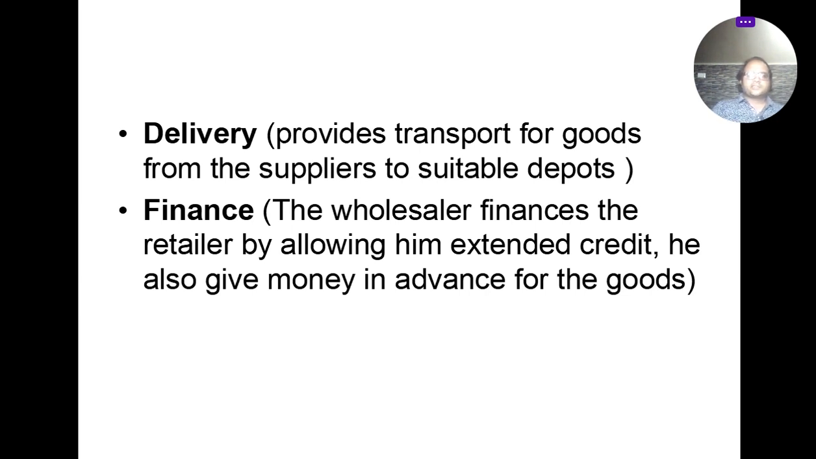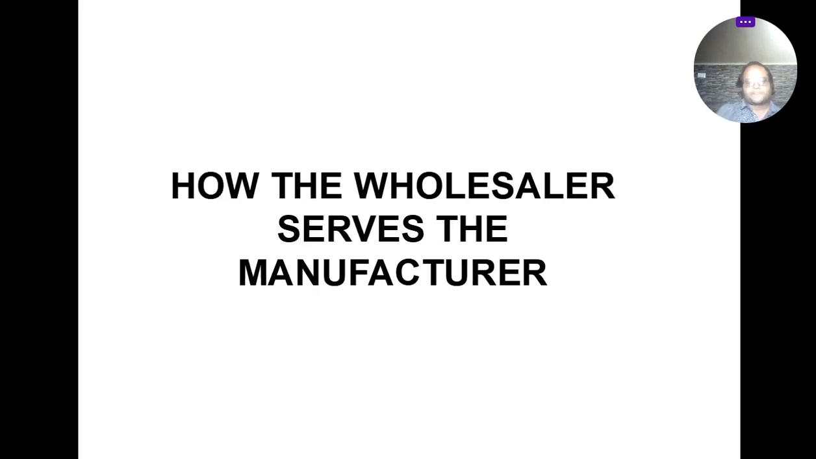The next function is finance. Wholesalers finance the retailers by allowing them extended credit, and he also gives money in advance to the manufacturer. He gives the money in advance, and accordingly manufacturers produce the goods. He also gives the credit facility to the retailer: purchase the goods from me on a credit basis, and when the goods are sold out, then you pay the money back to the business.